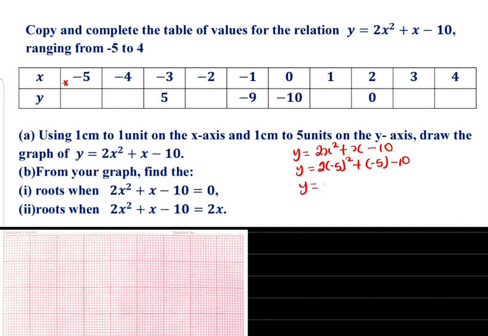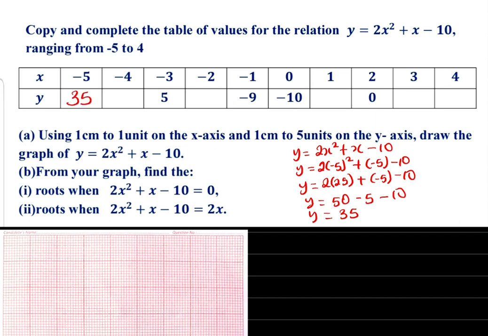So, y is equals to 2 into 25 plus minus 5, then minus 10. y is equals to 50 minus 5 minus 10, because plus times minus is minus. Okay, that is why it is minus 5. So y is equals to 35. So that is a wonderful way of completing this. Since we've gotten this, then we move and fill it. So it means that here will be 35.